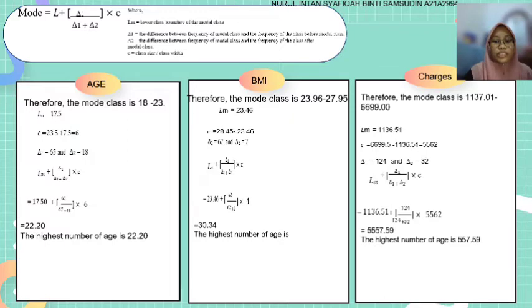Next, mode. Mode is the value that appears most frequently in the dataset. We also fill the numbers into the formula, so we get the mode of age is 22.20, the mode of BMI is 30.34, and the charges is 5,557.59.